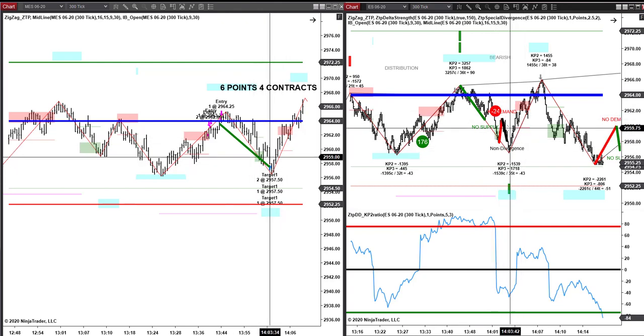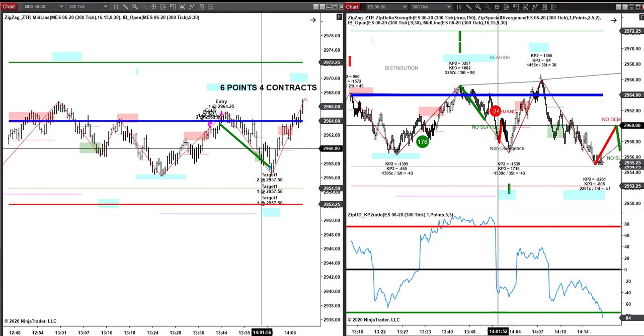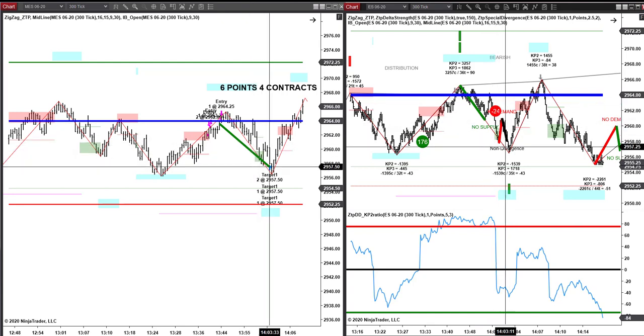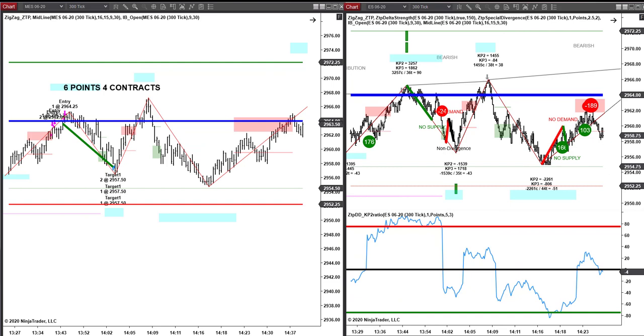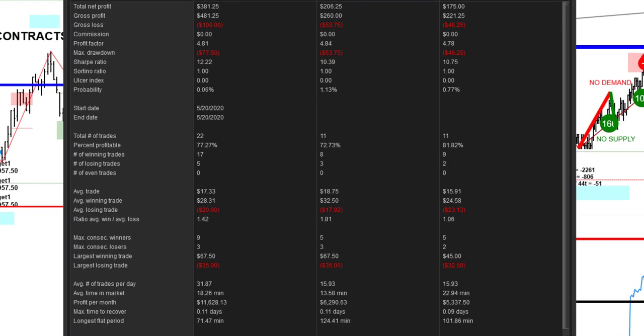I believe we also did have a news release right here, which is the FOMC minutes. Took a profit there, and at the end of the day, that came out to be about $381 before commissions. And here is that trade performance. I haven't put the commissions into the NinjaTrader formula, so there will be a few dollars coming off for that. But overall, a good day.